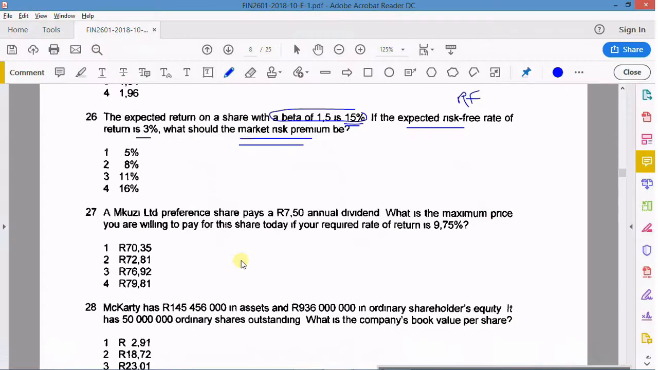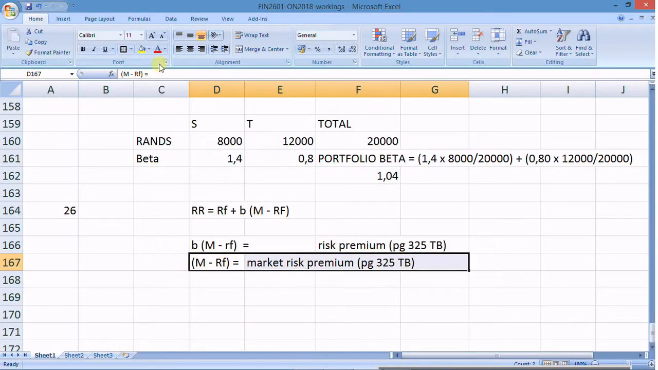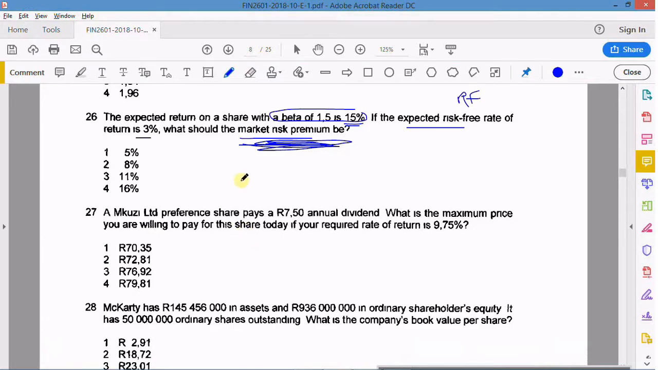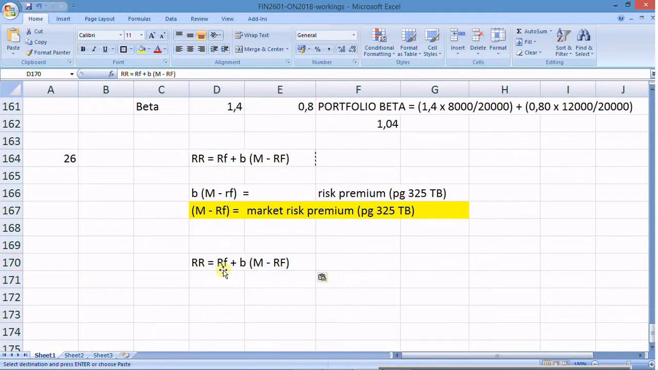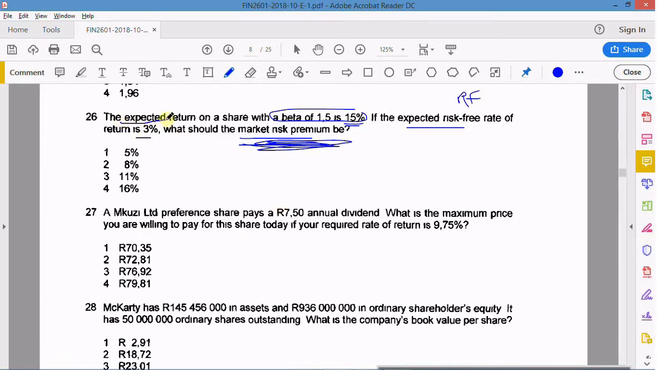So what did the question ask for here? Market risk premium. So they want that one: market minus risk-free. The expected return on a share with that beta is 15%, and the risk-free rate is 3%. So we need to do a little working here. Expected return, I think, could have been a typo. I think that should be required return, because then you have to use CAPM. Because you've got beta here, and you've got 15%.